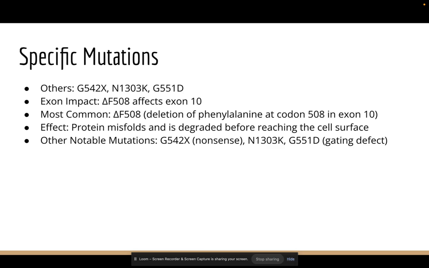The most common CF-causing mutation is F508del, a deletion of phenylalanine at position 508. This leads to misfolding of the CFTR protein. Other mutations like G542X and G551D also impact CFTR function by affecting either gating or synthesis.